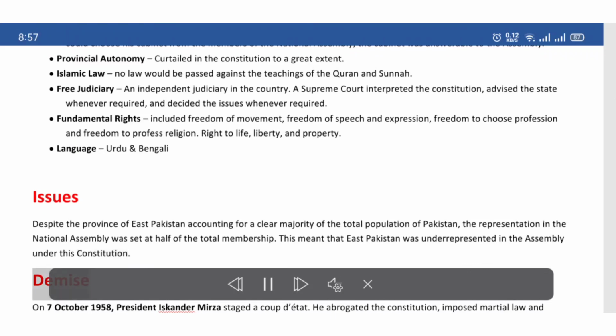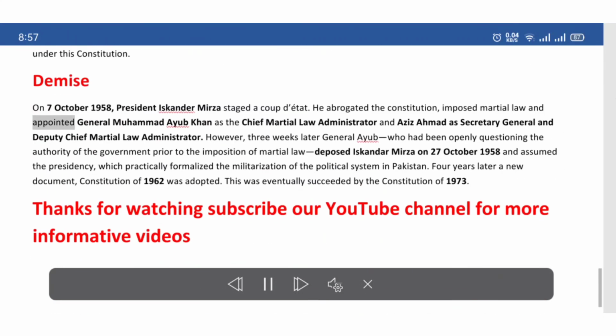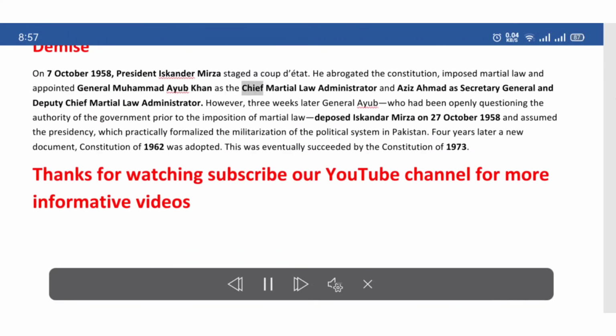Demise. On 7 October 1958, President Iskandar Mirza staged a coup d'état. He abrogated the constitution, imposed martial law and appointed General Muhammad Ayub Khan as the Chief Martial Law Administrator and Aziz Ahmed as Secretary General and Deputy Chief Martial Law Administrator.